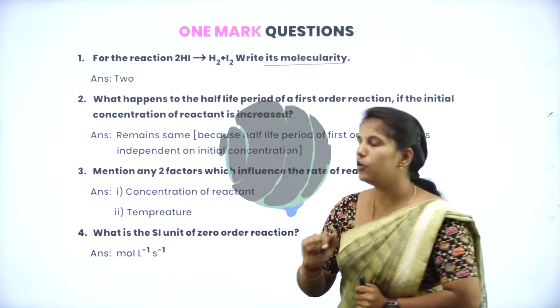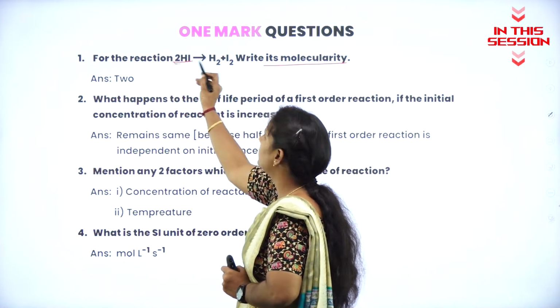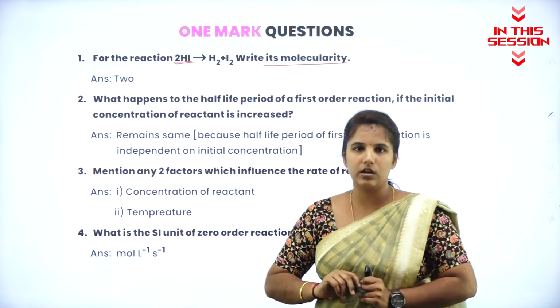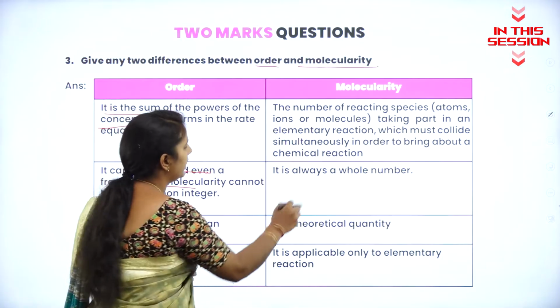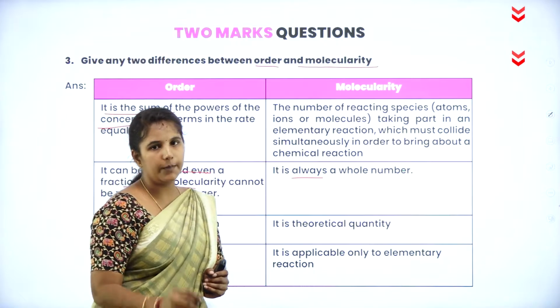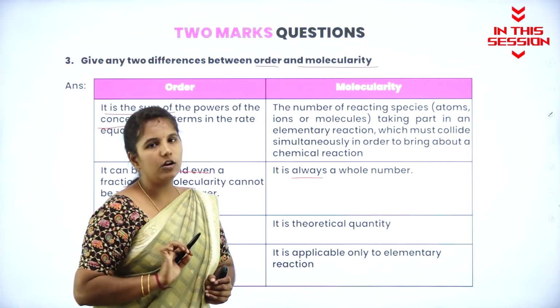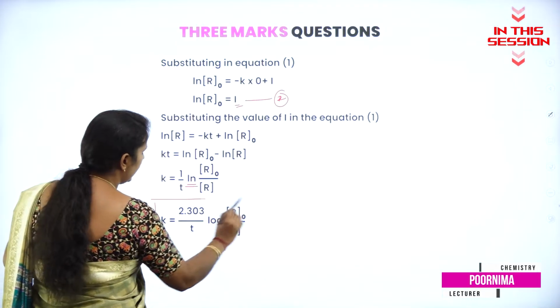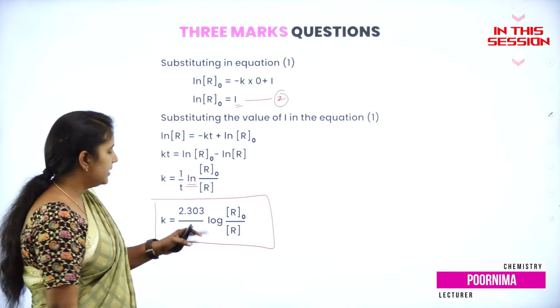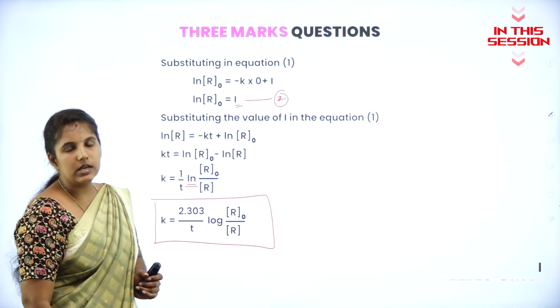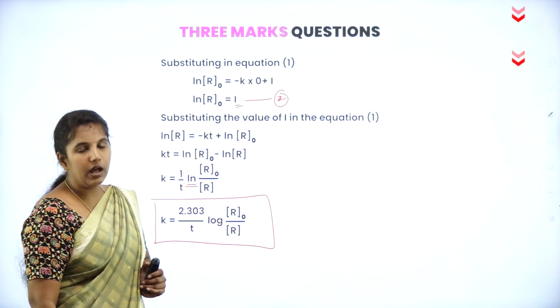There are 2 moles of hydrogen iodide which are involved in the reaction. So that molecularity will become 2. Molecularity will always be a whole number. It cannot be 0, but the order can also become 0. K is equal to 2.303 divided by t into log of R naught divided by R. This is the equation, that is the integrated rate equation for the first order.